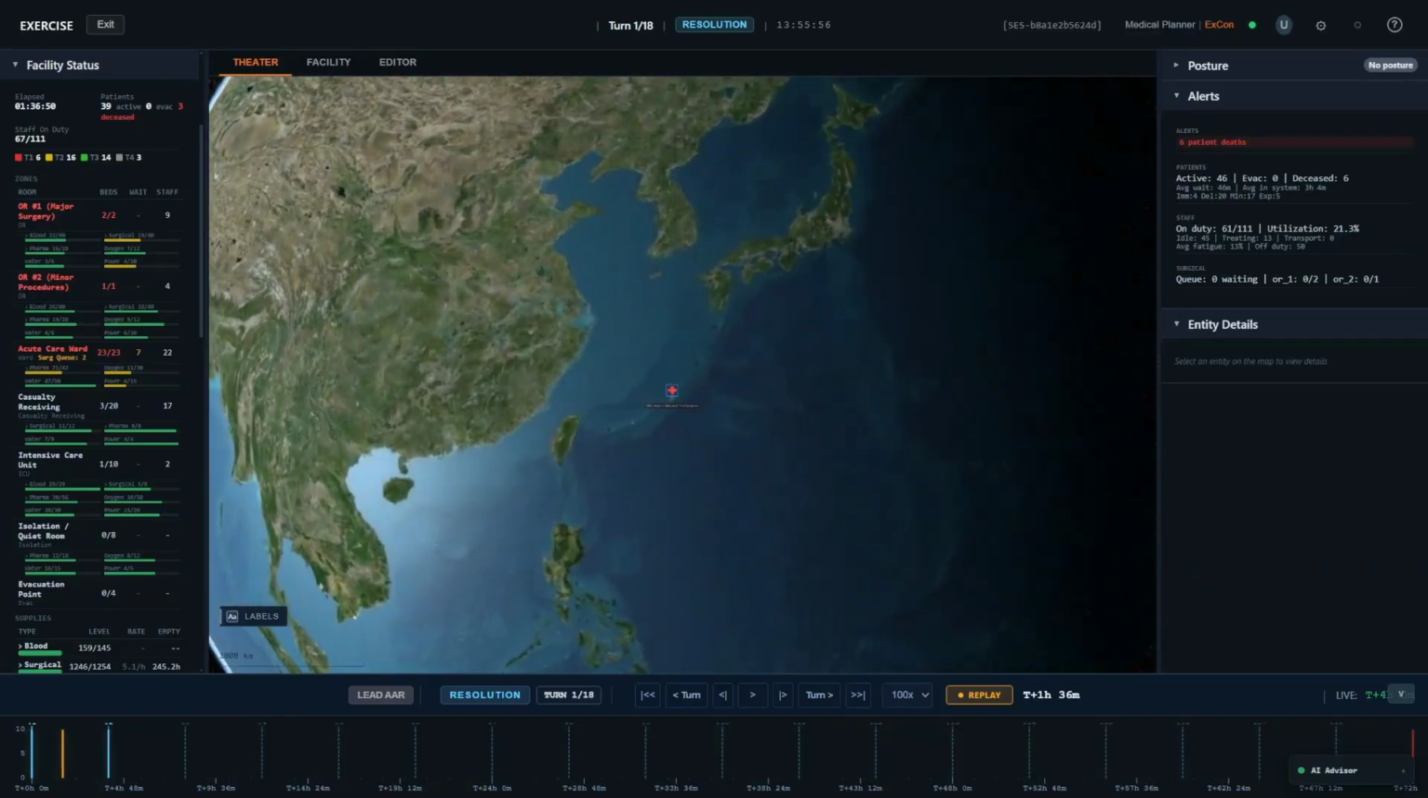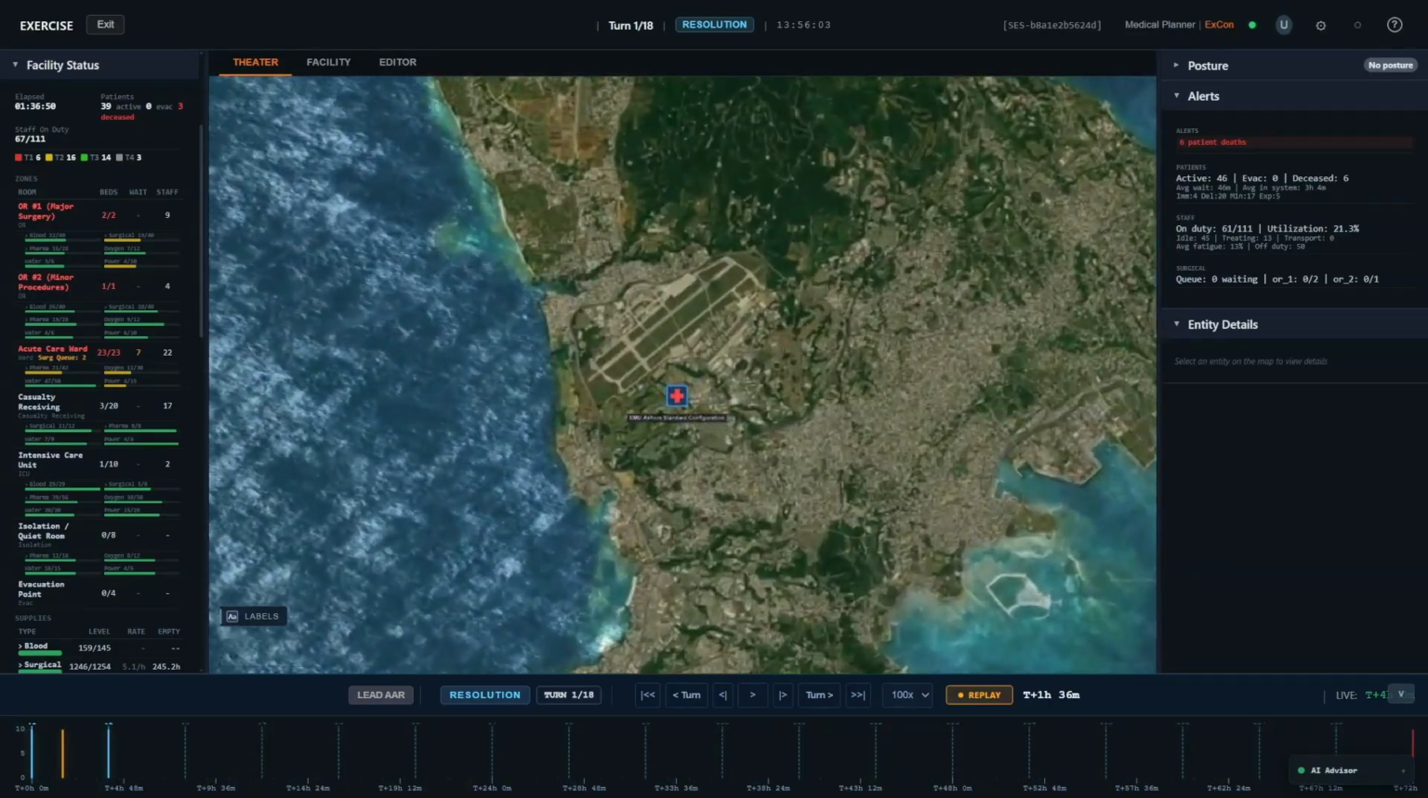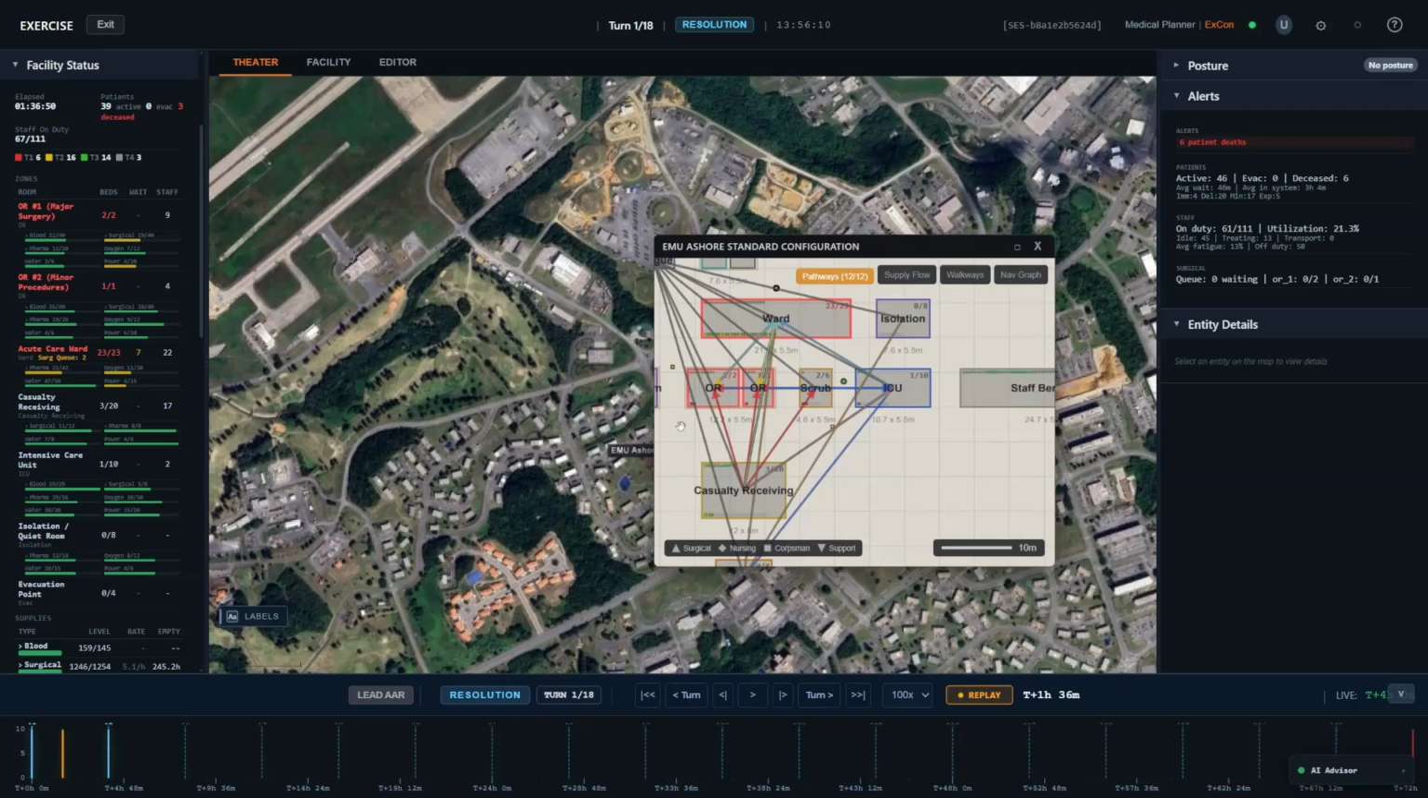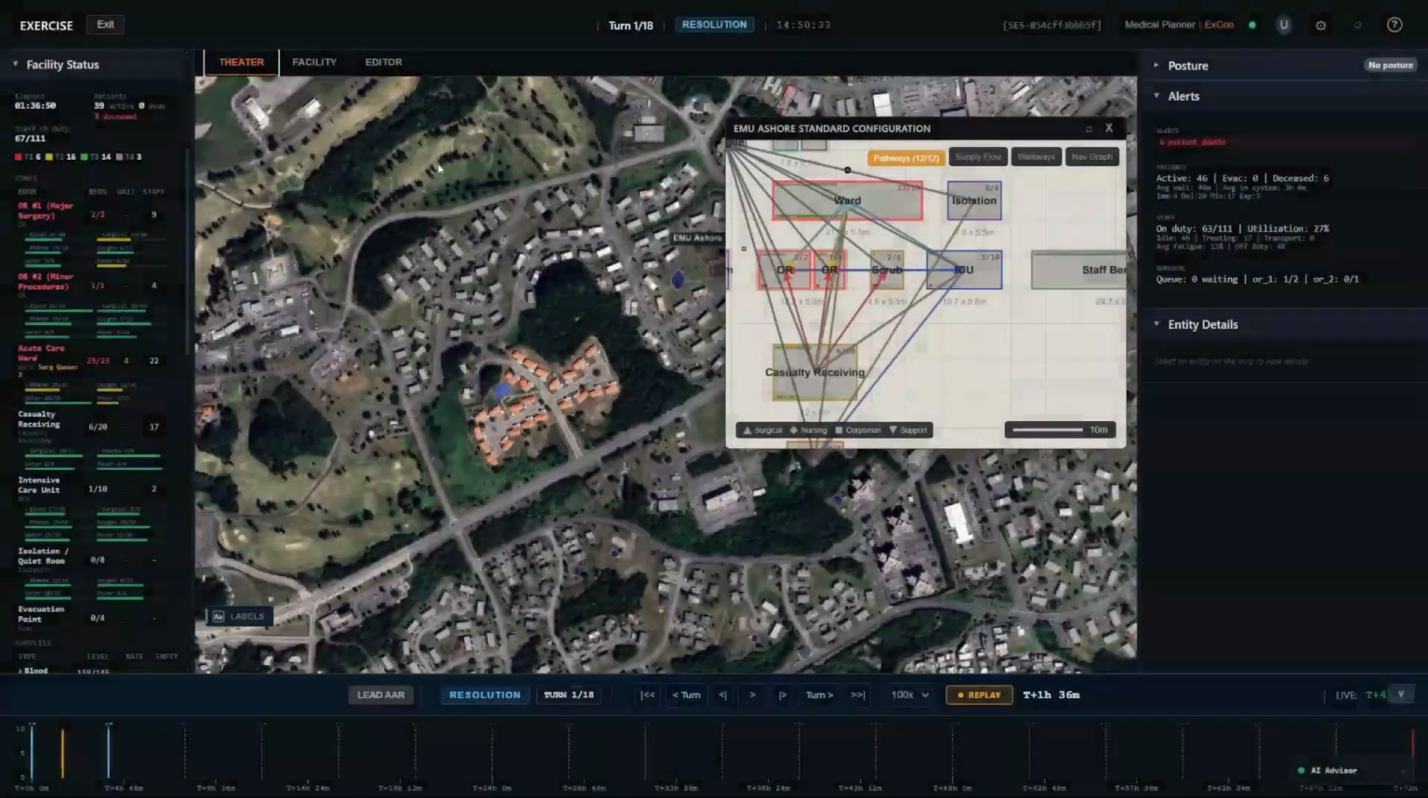Here is a Role 2E EMU deployed ashore at Kadena, Okinawa. Its setup features 2 ORs, a 10-bed ICU, a 23-bed ward, and over 100 medical personnel to support a Marine force. Before the simulation runs, the planner configures the facility.